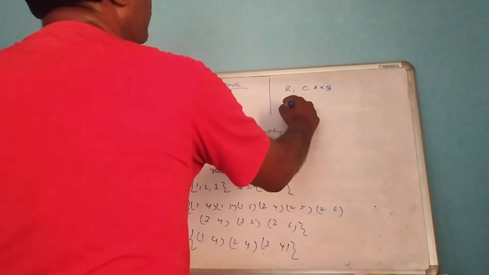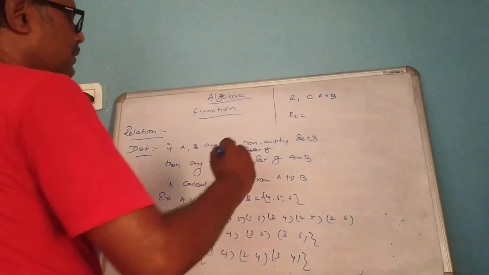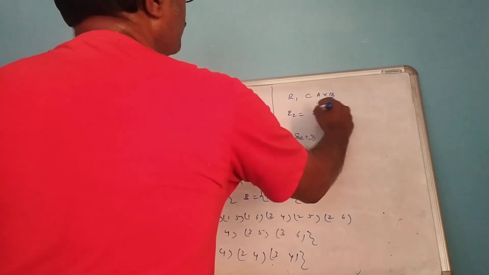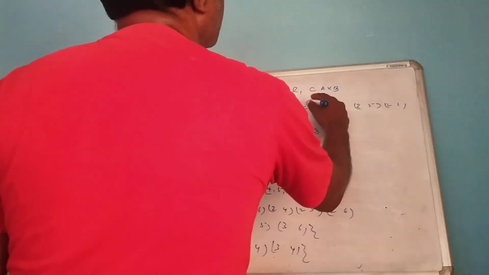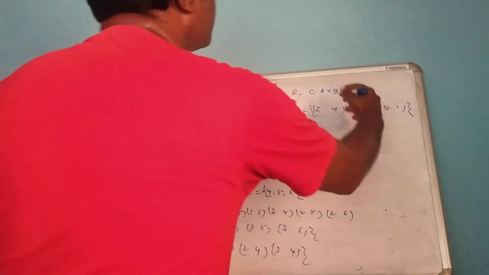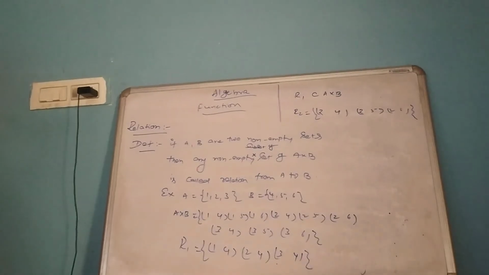For example, see R2. This is (2, 4), (2, 6). This is also a relation.